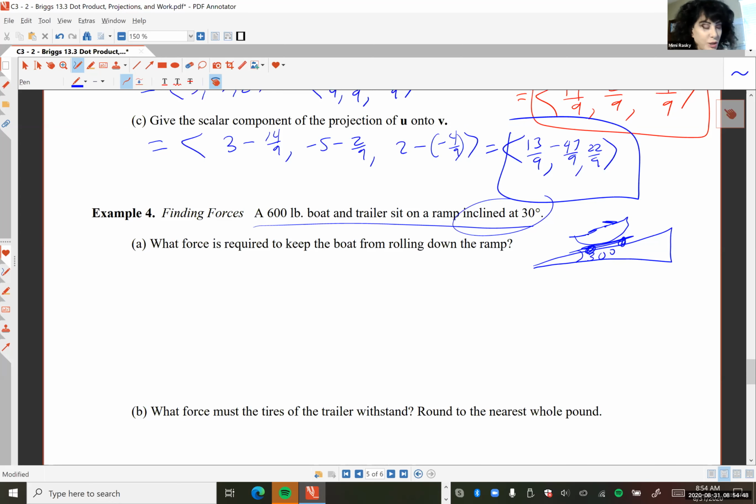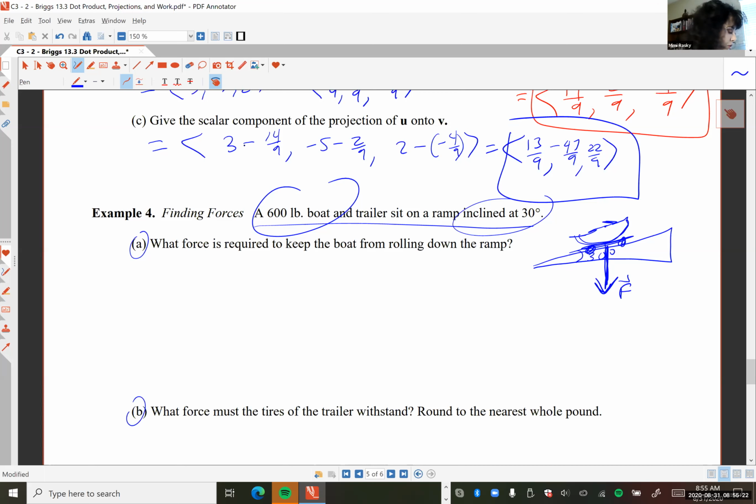So we're going to be asked to find two different forces, okay? But before I figure out those unknown forces they want me to get, let me just tell you about the force that's already there. It's the force due to gravity, okay? You can't have scorn for the laws of physics. So this boat and trailer weigh 600 pounds. So there is a downward force toward the center of the earth that I'll call F, that has a magnitude of 600 pounds.